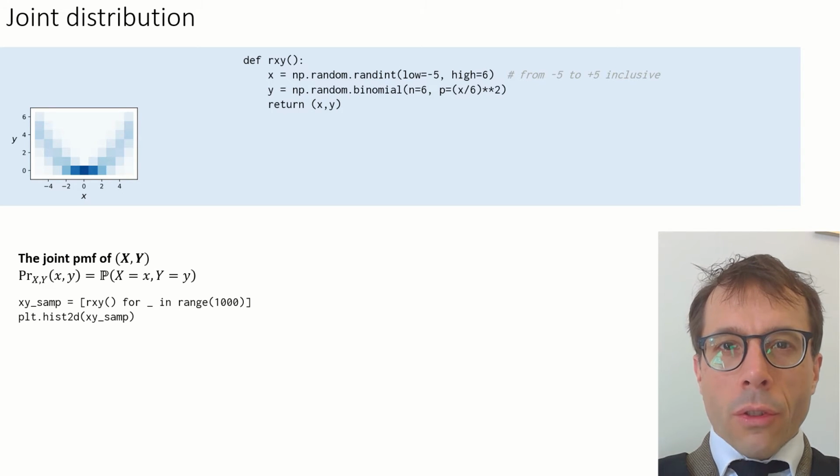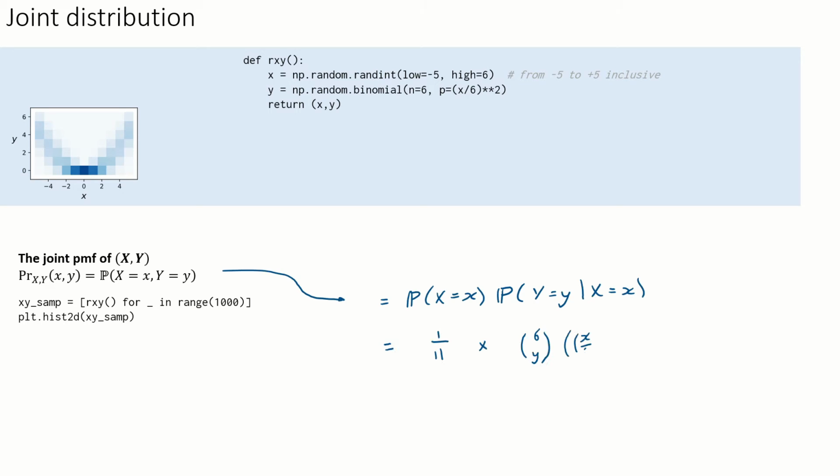I can plot this as a 2D histogram just by taking lots of x, y samples and counting up the number of times that each pair appears. Or I could do it in maths. I can split apart the joint probability using the definition of conditional probability, and then just substitute in the probability mass function for x, which is uniform, and for y given x, which is binomial.